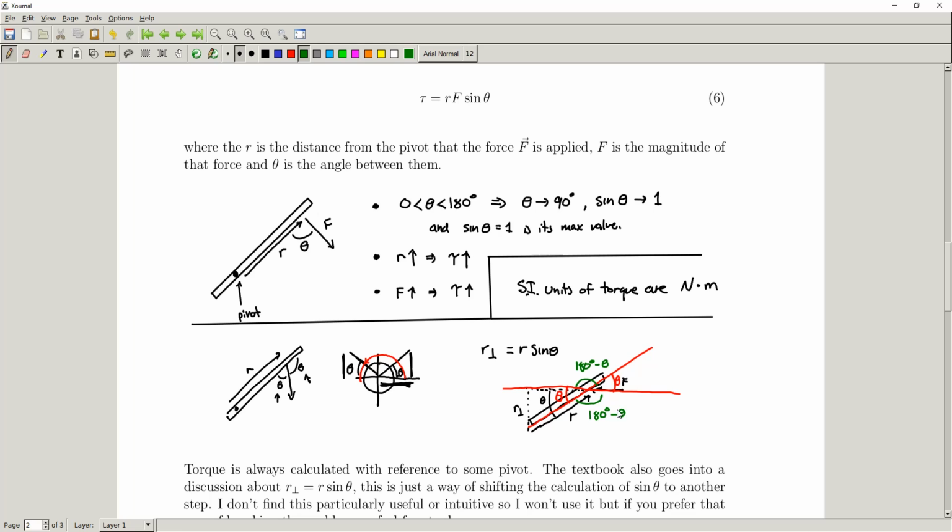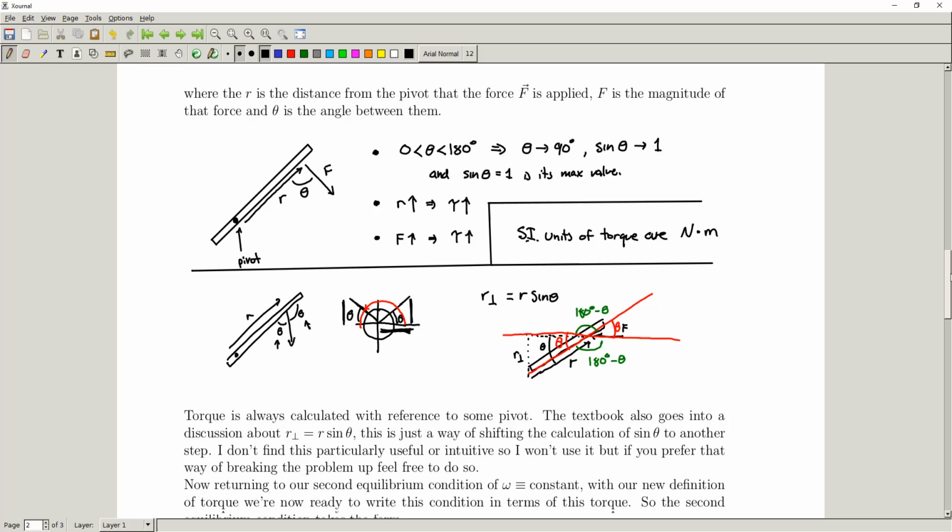So that's just a quick discussion on these different angles and the difference in the way the textbook chooses to address some of these problems and the way that we'll be addressing them. In the end, they talk about both ways, so we'll be choosing to ignore this r perpendicular and just think of tau as r f sine theta all the time. Okay. So let me move on from here.